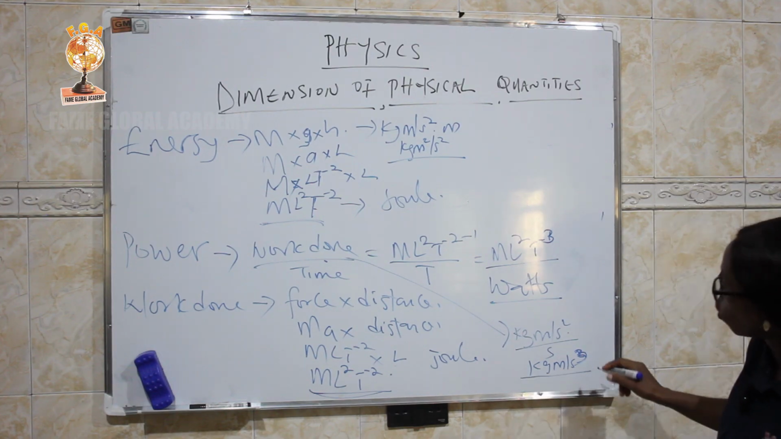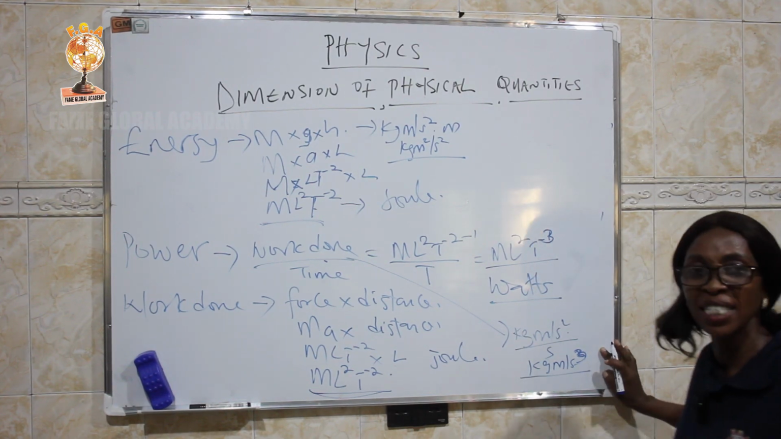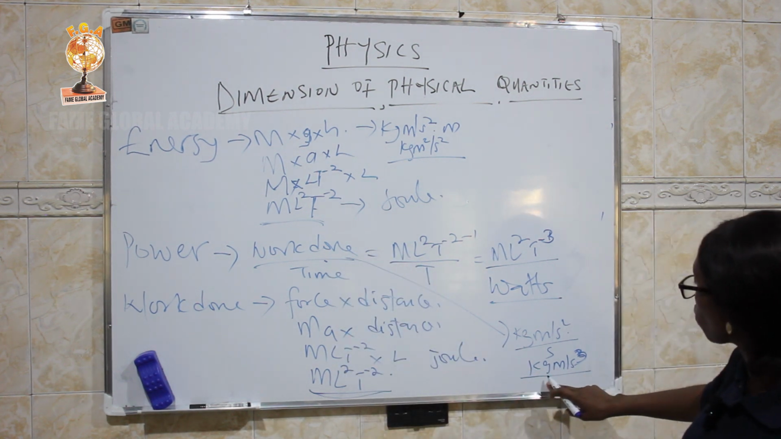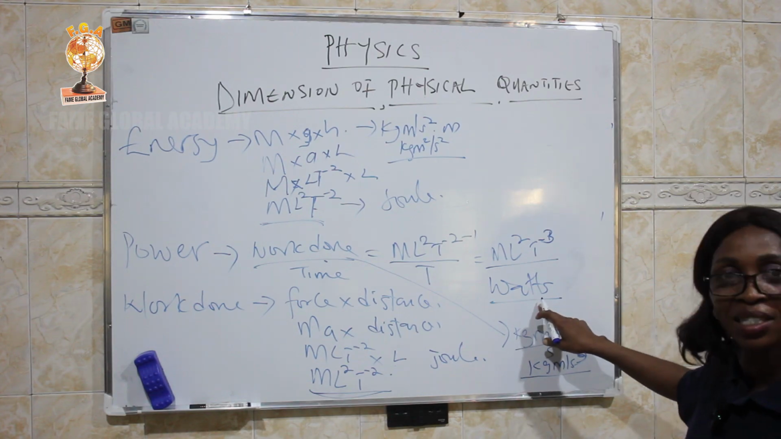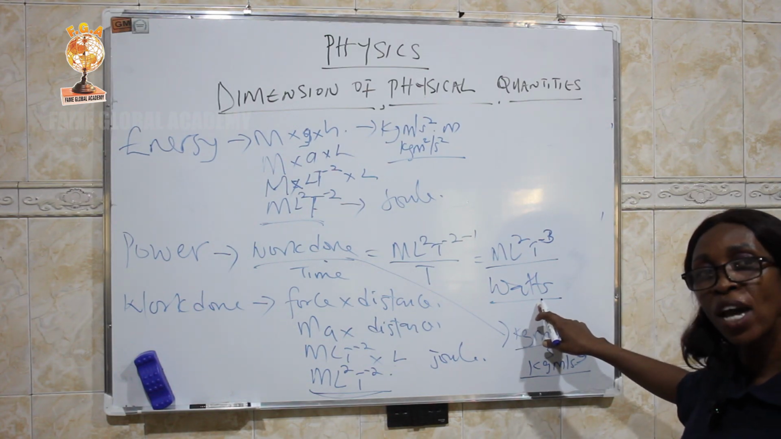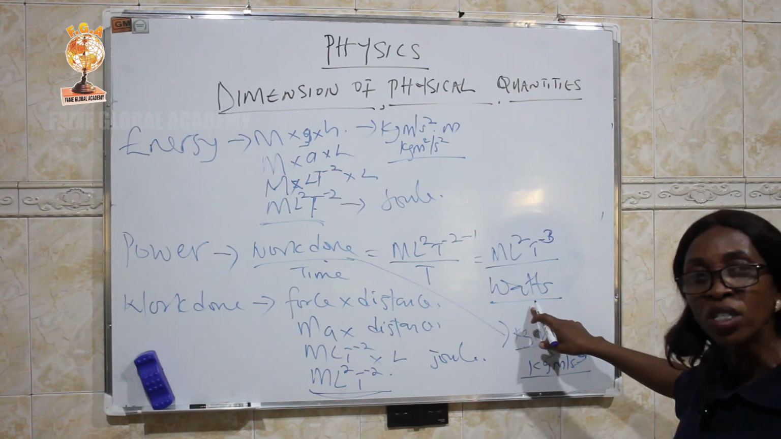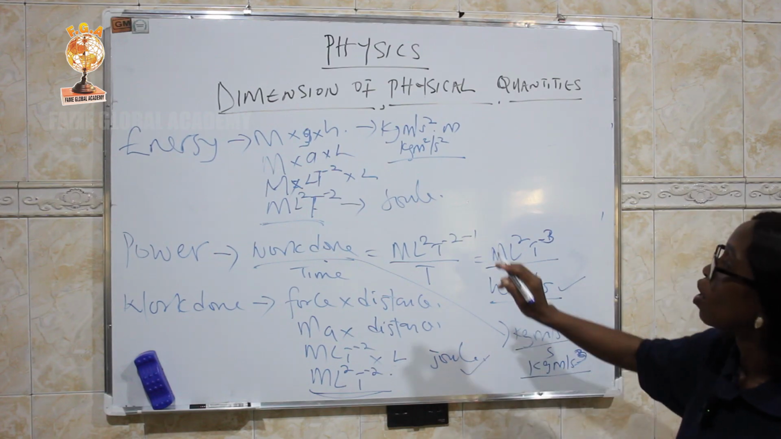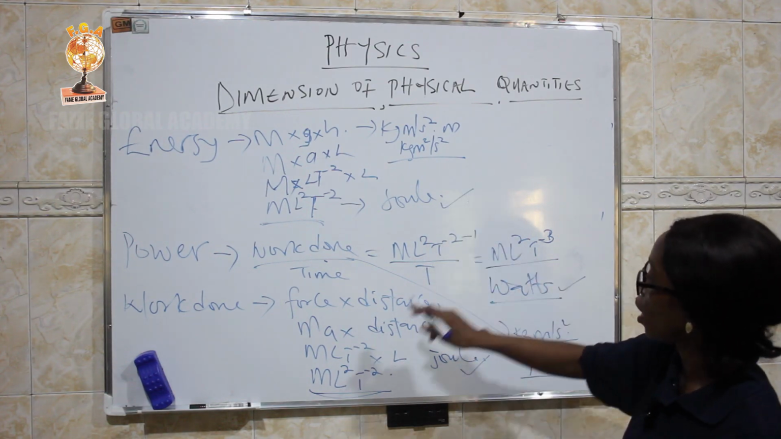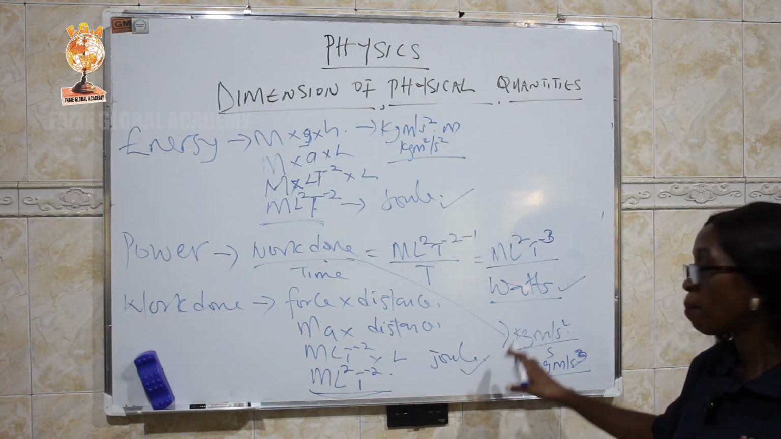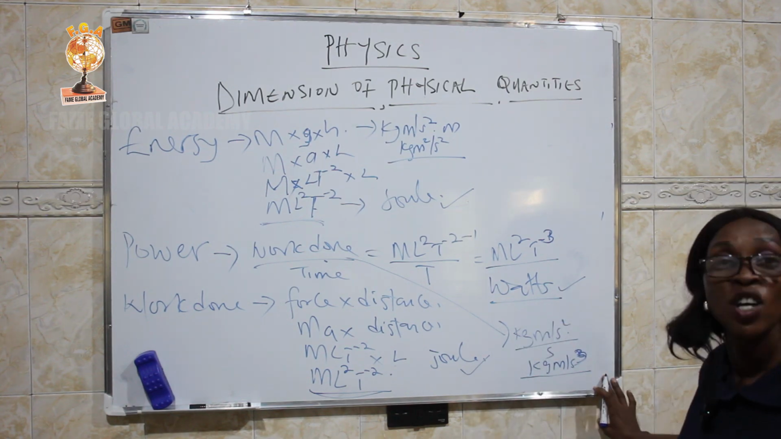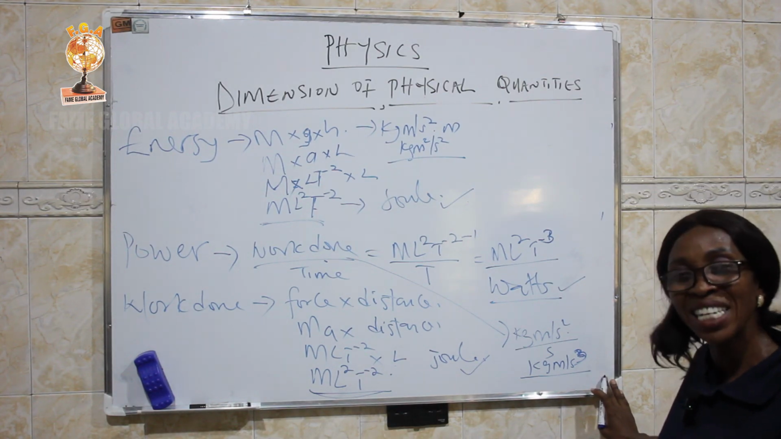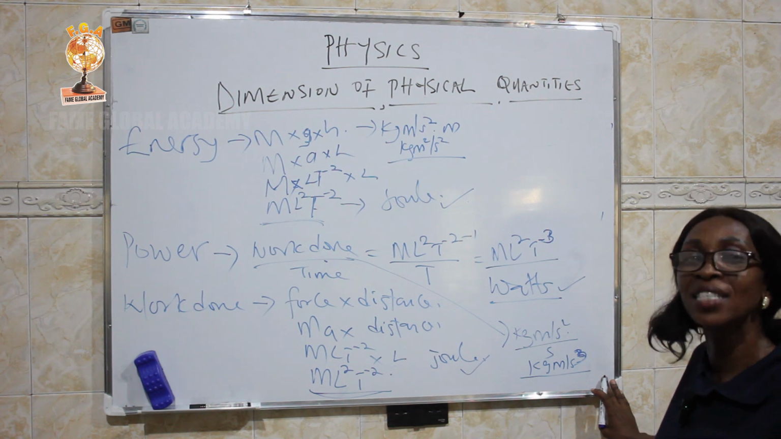So this one also can be used as the SI unit for power. Power could also be kilogram meter per second cube or watts. Remember, I said we are evolving. So please, the standard unit for power is watts. Energy is in joules, and equally work done is also in joules. Power is in watts. But if you are using this as power, you are still not wrong. It's the same. But just know that the standard unit for power is watts.